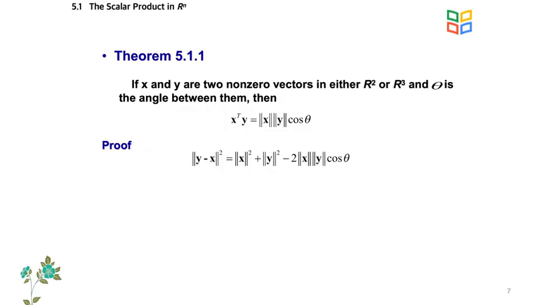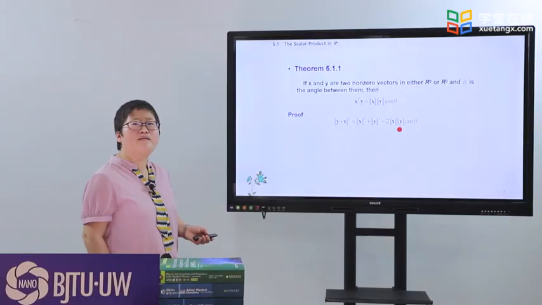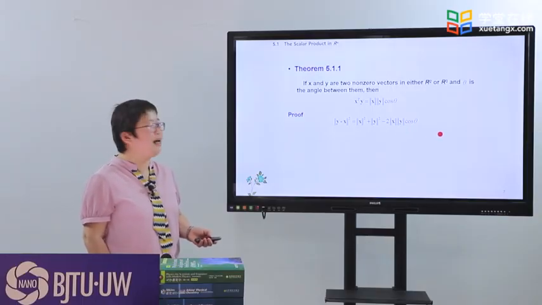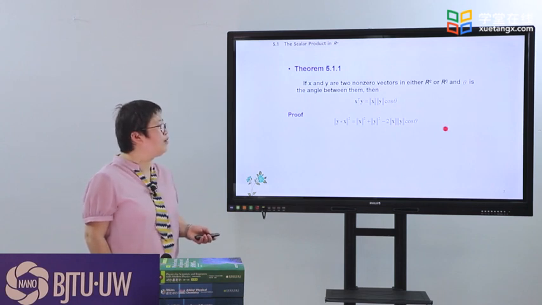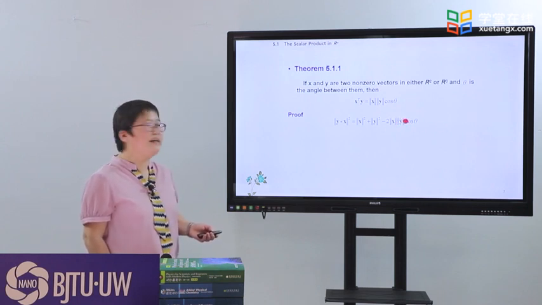Okay, let's consider its proof. Because we know that y minus x is the edge of the triangle, right? Then we know this length power 2 equals the length of x power 2 plus the length of y power 2 minus 2 times the length of x times the length of y times cosine theta. We learned this formula before, I think in high school, right?